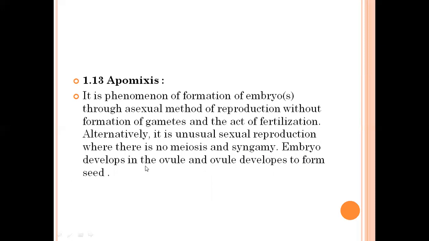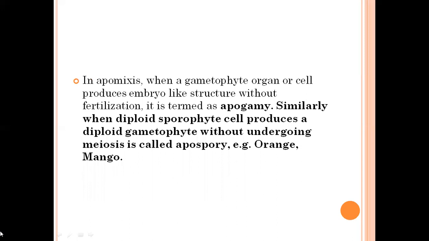Embryo develops in the ovule and the ovule develops to form seeds. Directly the embryo develops in the ovule, with no middle steps. So the embryo develops in the ovule and the ovule develops into seed, which is called apomixis. In apomixis, when a gametophyte organ or cell produces an embryo-like structure without fertilization, it is called apogamy.